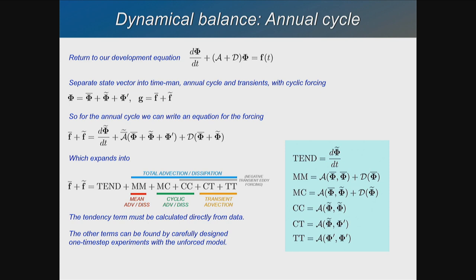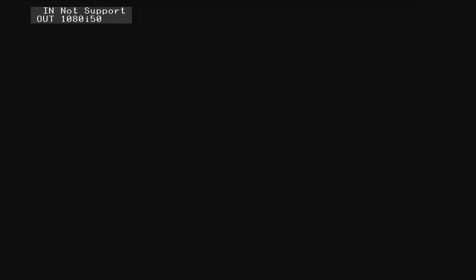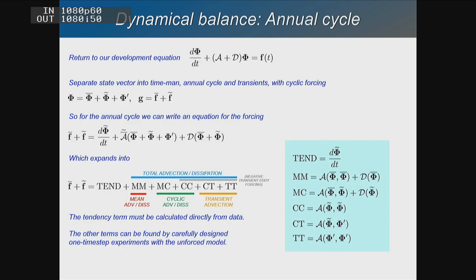And these all have aspects, some of them contribute to the time mean, some of them contribute to the annual cycle, right? So I've broken it down into, and yes, there's also now a tendency term, which has nothing to do with the model. You have to calculate that straight from the data, okay? So I just did a center of difference to find that. So I have my mean term, my mean cycle term, my cycle term, my cycle transient term, and my transient term. And we can calculate each one of those components of the forcing and look at them individually.